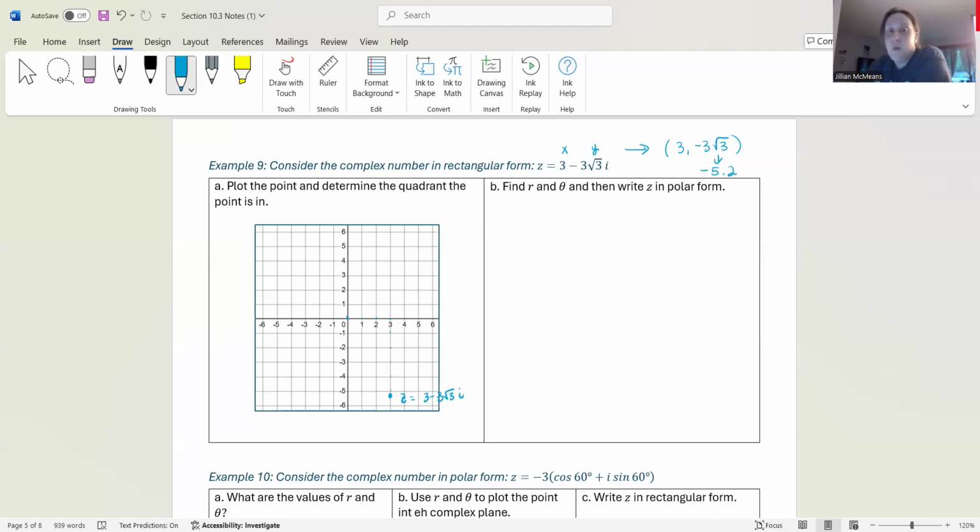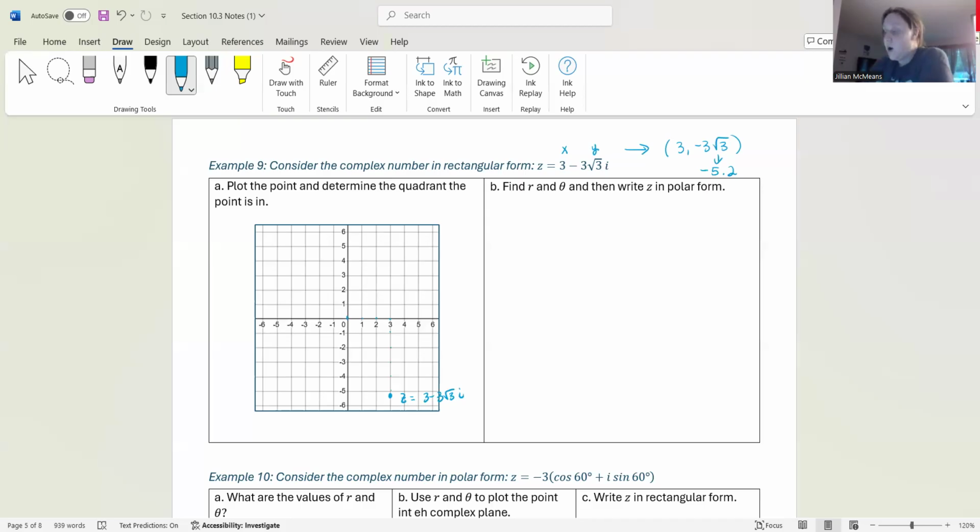Okay, now part B, we're getting ready to write this in polar form. It says find r and theta and then write z in polar form. I probably didn't give you quite enough room here, so try to write kind of small, be very neat and organized because this is going to be a teensy weensy bit scrunched.